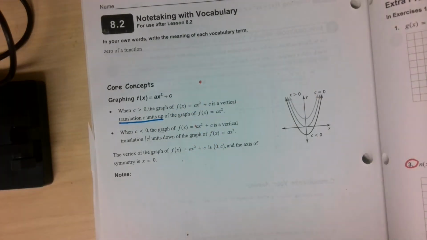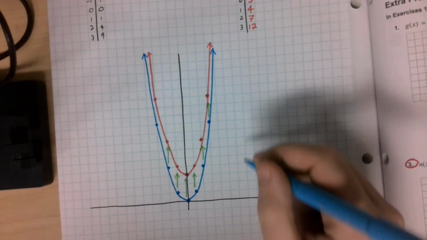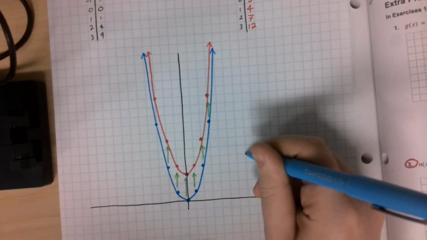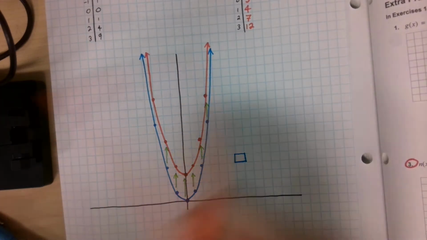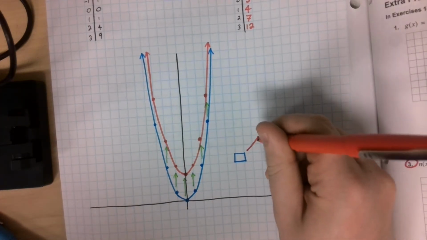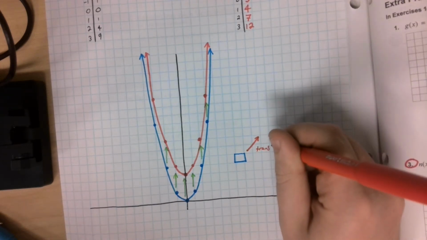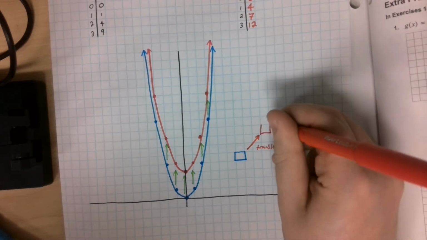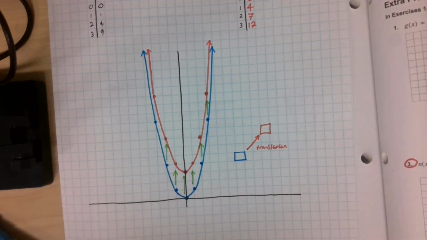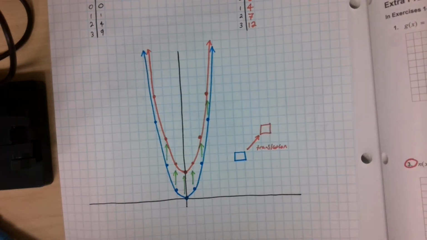Translation is a word that we may not be too familiar with, but think of a translation like a slide. For instance, if I had a square here, and we wanted to slide it 2 units diagonally this way, this would be a translation 2 units diagonal. And it would end up here.